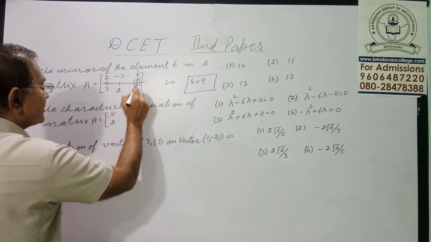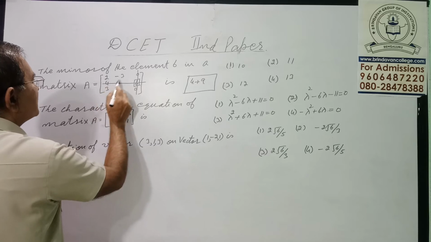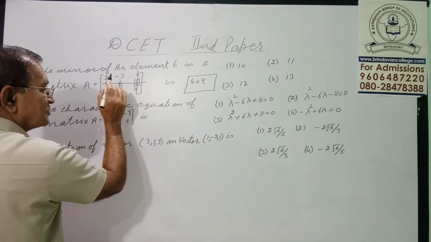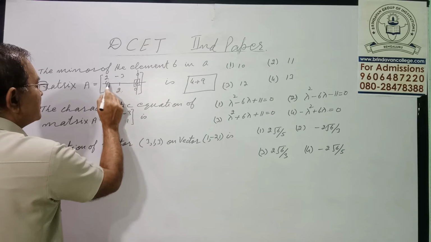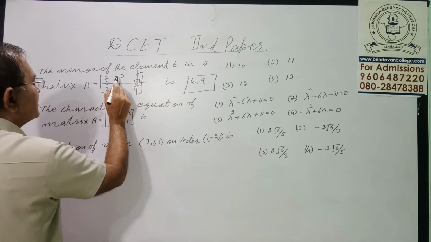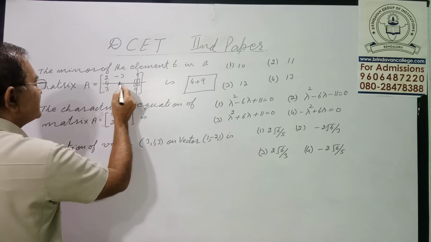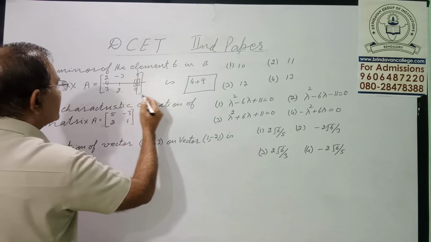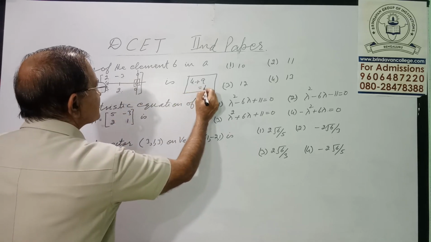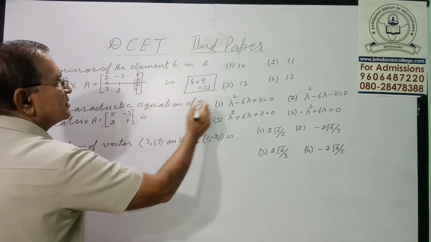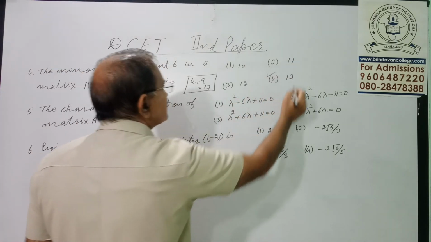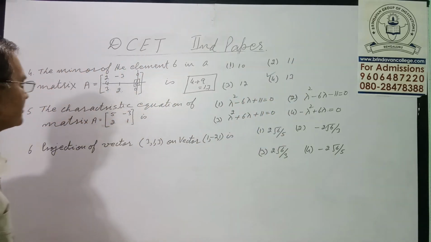Cut the row, cut the column. We have 2, minus 3, 3, 2. Treat it as a determinant. 2 into 2, 4. Then minus 9, by changing the sign for the secondary diagonal we will get plus. So the answer will come out to be 13. So that answer is the fourth.